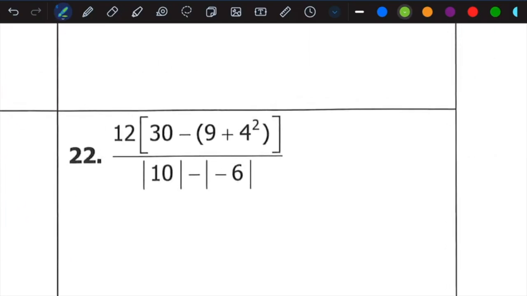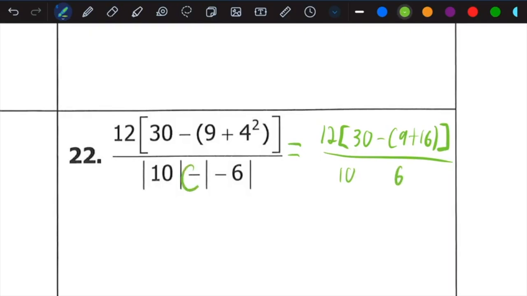22, another fraction where the top has a grouping symbol inside of a grouping symbol. So once again, we'll do the top separately from the bottom and then simplify the 2 when we're done. And on the top, we'll start inside the innermost parentheses. And the innermost parenthesis has an addition and an exponent, so we'll do addition first. So 12 times the quantity just means things inside of the parentheses. So 12 times the quantity of 30 minus 9 plus 16 over absolute value of 10 is 10, absolute value of negative 6 is 6, and we're subtracting the 2 of them.